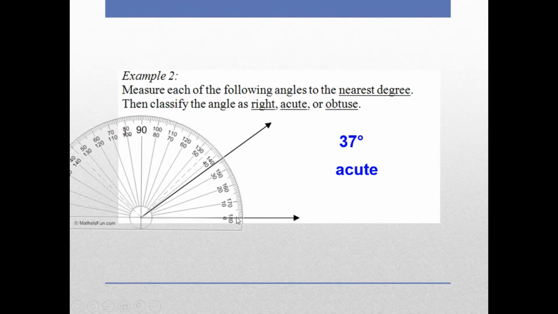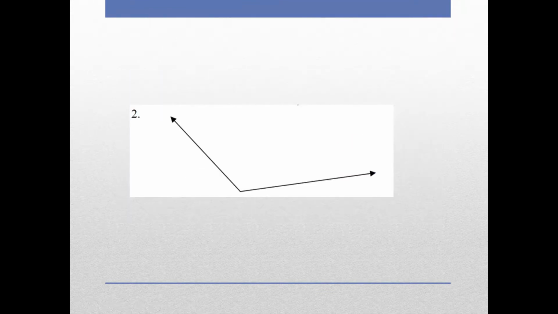There's two sets of numbers on a protractor. You want to use the set that starts with 0. So since it opens to the right, I'm using the inner set of numbers. And then you count up. I see it's past 30, past 35. That looks like 37.